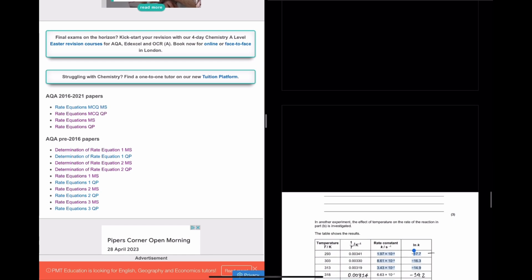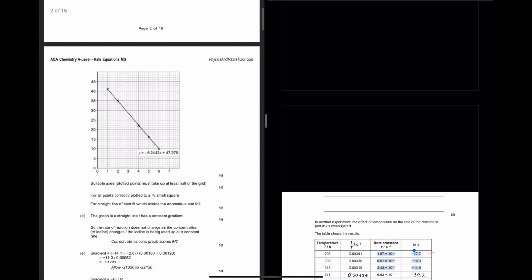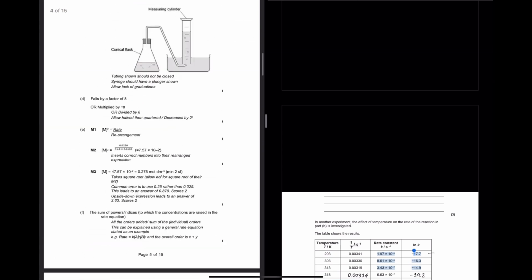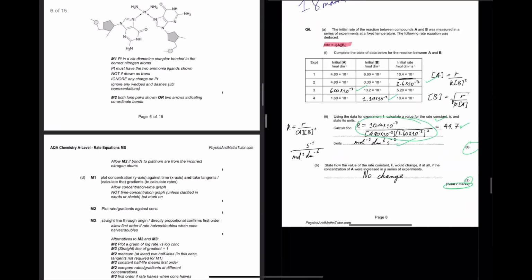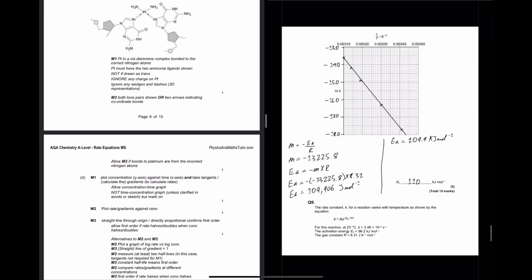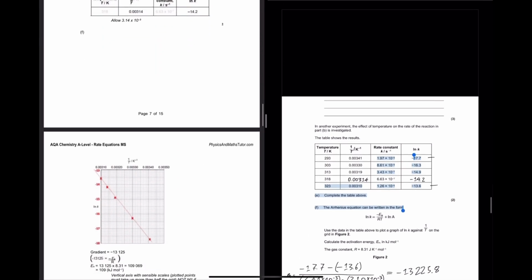And then I believe I changed it to a different type of question. What question is this? It goes into question 9, so question 8.